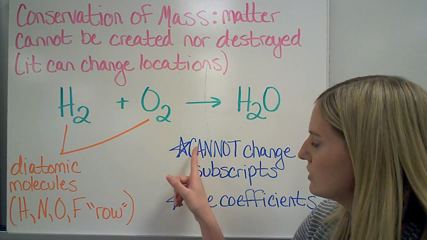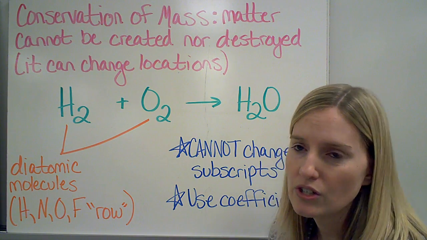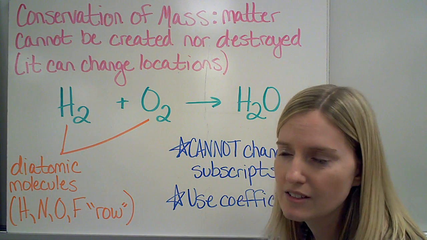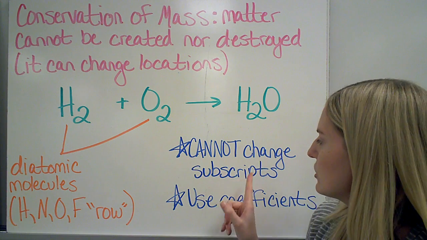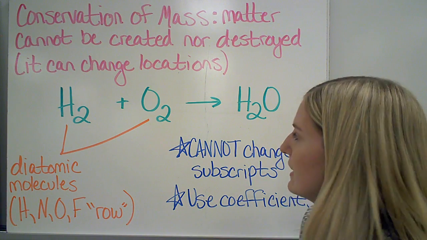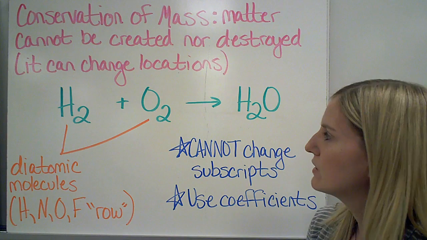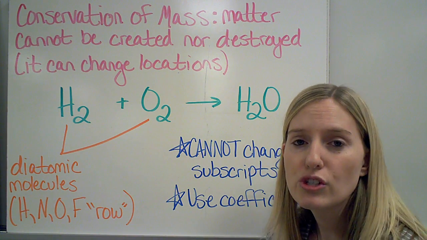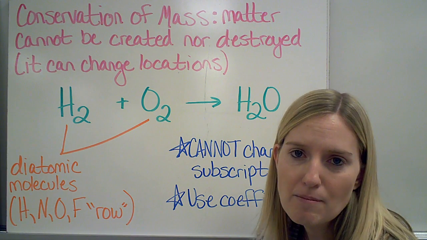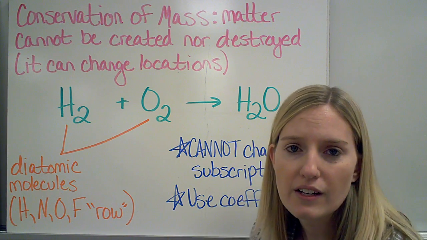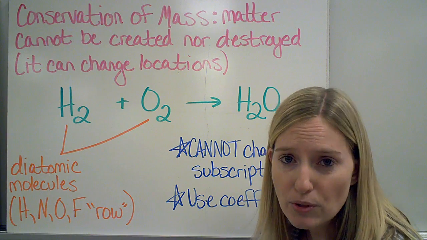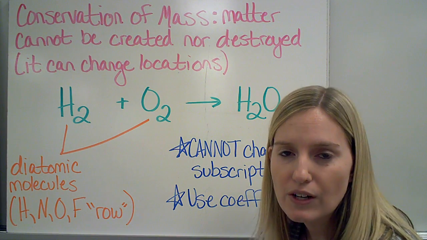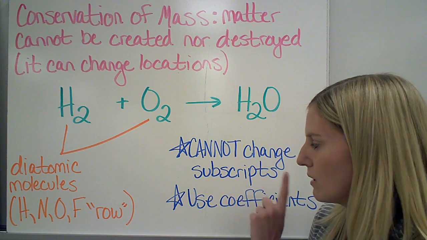So we have to use these 2 rules to make sure that this does make sense, because right now we say that that is unbalanced. So I cannot change the subscripts here. I cannot just add a 2 here after the O and everything be okay, because H2O and H2O2 are different compounds. H2O is water. H2O2 is hydrogen peroxide. We wouldn't want to drink hydrogen peroxide. They are different compounds, so I can't change the subscripts.